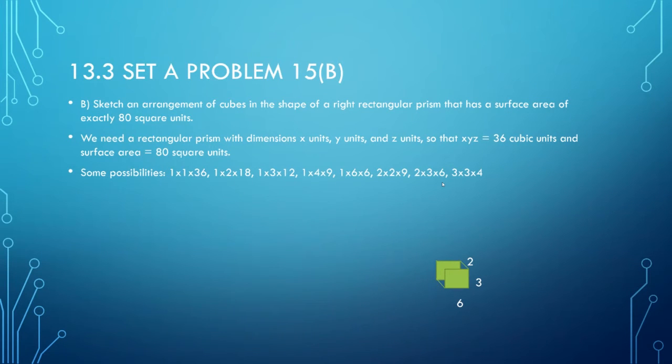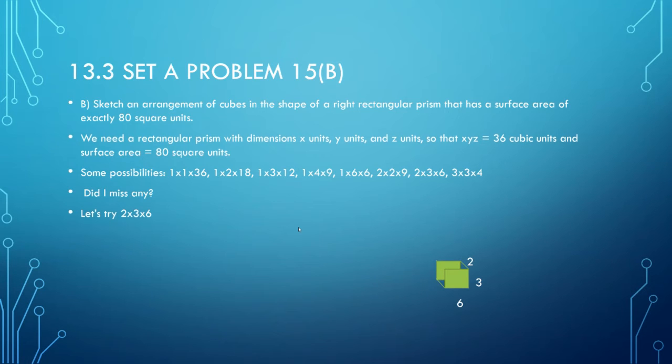So here's some different possibilities. We could have a really tall, skinny stack, which is just 1 by 1 by 36, or we could do 1 by 2 by 18, or we could do 1 by 3 by 12, or 1 by 4 by 9. We already did 1 by 6 by 6, that was part A. We could do 2 by 2 by 9, or 2 by 3 by 6, or 3 by 3 by 4. So I tried to find all the different combinations that would multiply together to give me 36. I don't know, did I miss any?